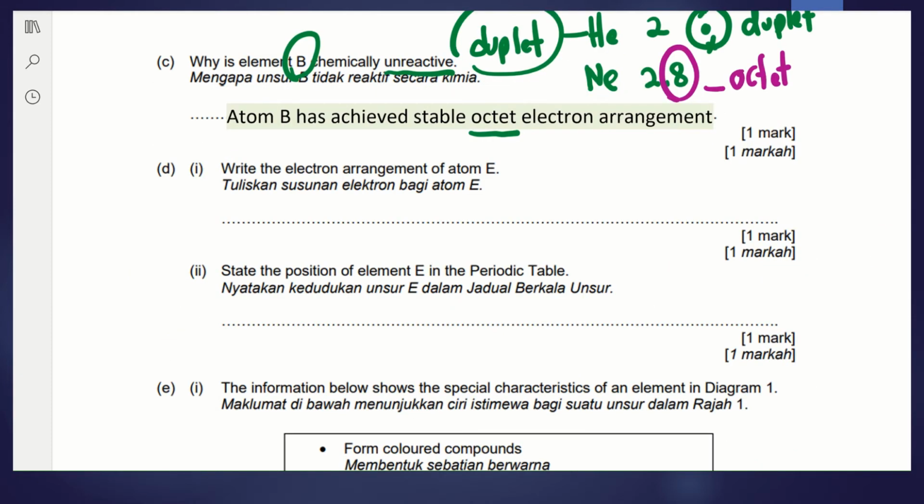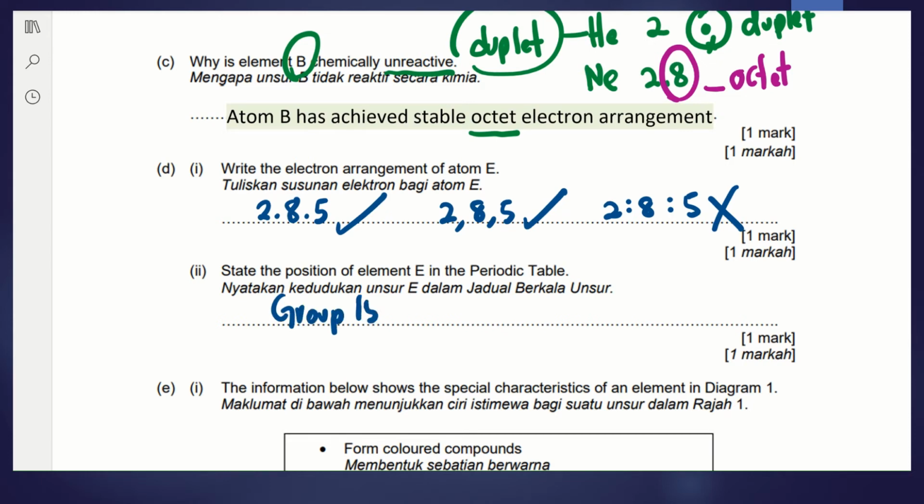So for E, the electron arrangement is 2.8.5, or you may write 2,8,5. But if you write 2.8.5 with a wrong format, this is wrong. State the position of E. So E is in group 15, period 3.